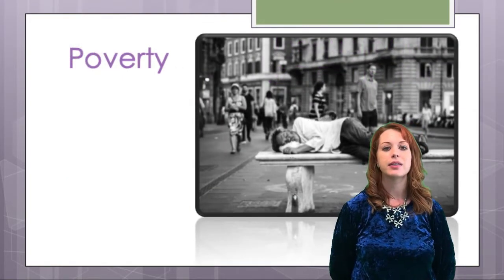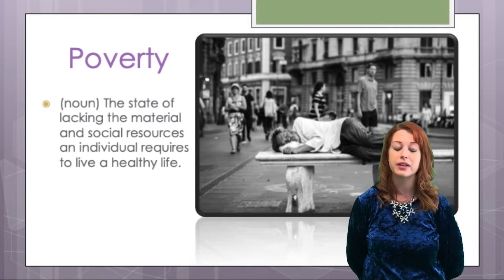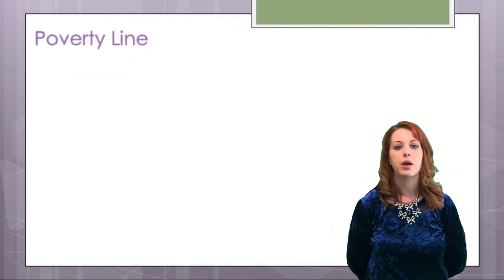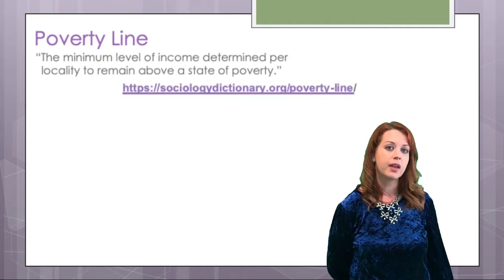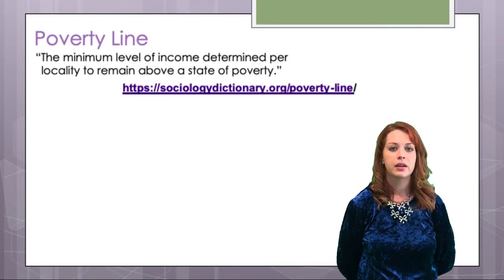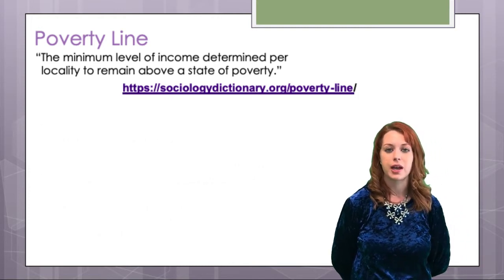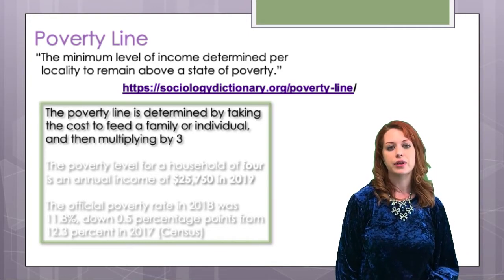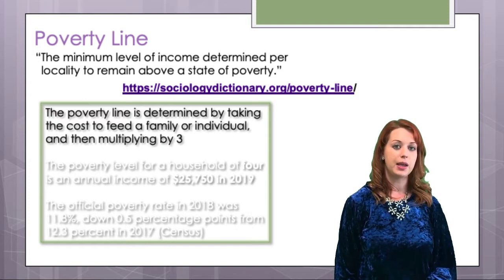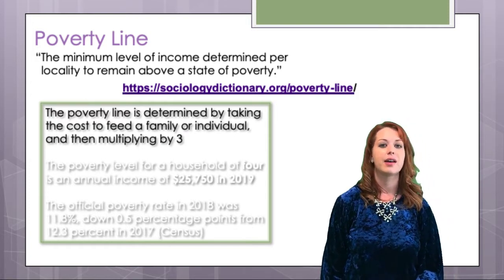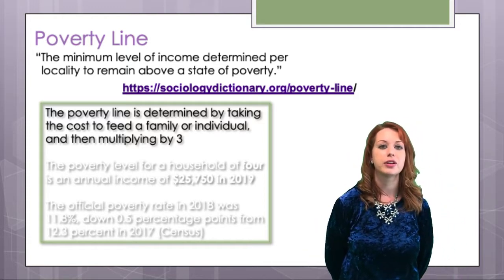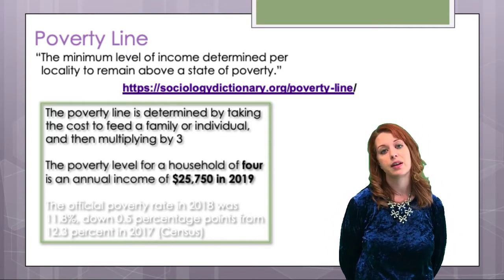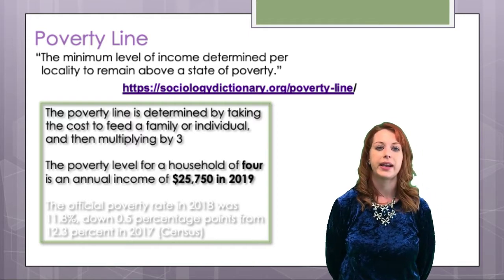So poverty, the definition is the state of lacking the material and social resources an individual requires to live a healthy life. In the United States, we measure poverty using what we call the poverty line. And the poverty line, how we calculate it, has remained unchanged in quite some time, in some decades. How we calculate the poverty line is we take the average food budget for a person or a family and we multiply it by 3. And that's how we get the number. So for the United States, the federal poverty line for a family of 4 is $25,750 in the year 2019.